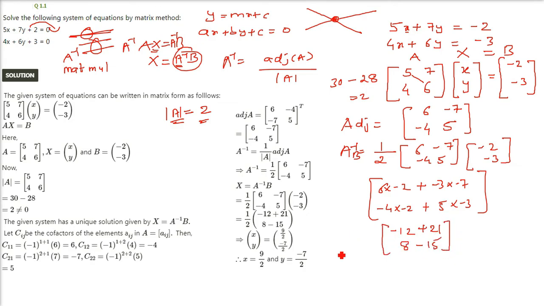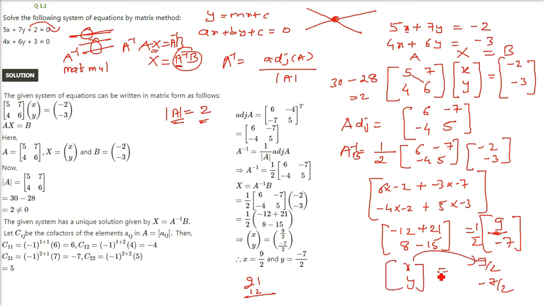Now 21 minus 12 is 9. So you can write 9 here. 8 minus 15 is minus 7. So 9 and minus 7, that is what you get. But you have a half also, so 9 by 2 and minus 7 by 2. So this is your x and y. So x is 9 by 2, y is negative 7 by 2. So this is how you are going to solve linear equations or a system of equations by matrix method, 2 by 2. Okay.